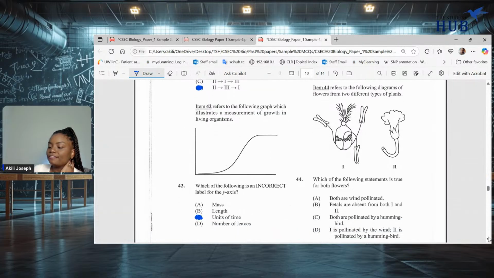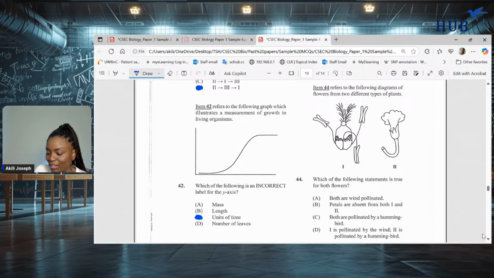Item 44 refers to the following diagram of flowers from 2 different types of plants. Which of the following statements is true for both flowers? Is it that both are wind pollinated, that petals are absent from both 1 and 2, that both are pollinated by a hummingbird, or that 1 is pollinated by the wind and 2 is pollinated by a hummingbird?